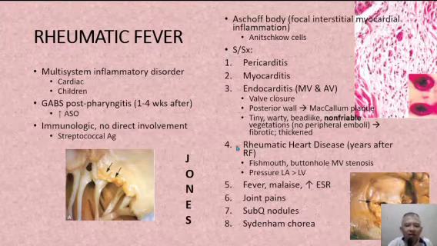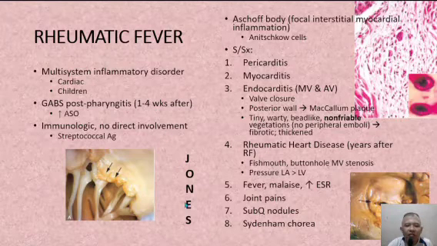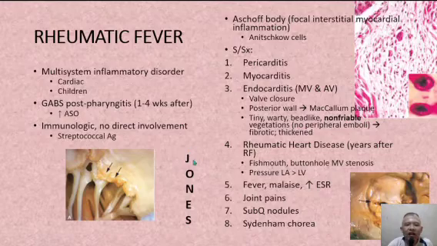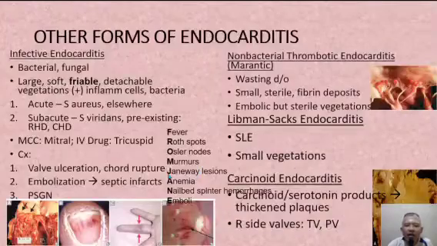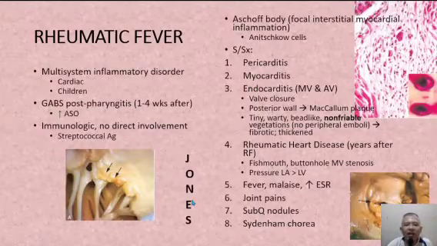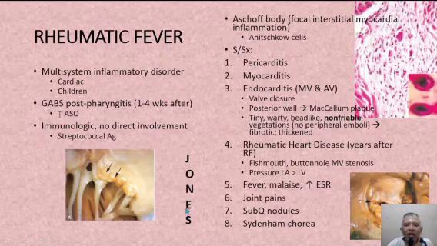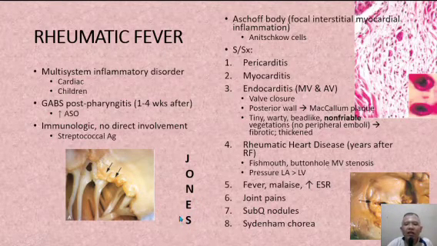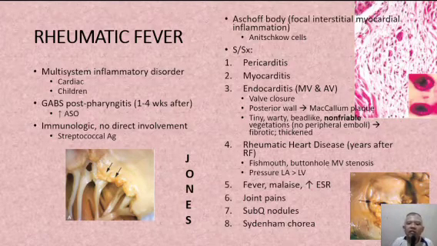Okay, so next, what's the acronym for this? What are the symptoms of rheumatic heart disease? You have joint pains, letter J. O stands for carditis. N, nodes, subcutaneous nodules. E, erythema marginatum. Okay, S is Sydenham's chorea. These are involuntary movements.